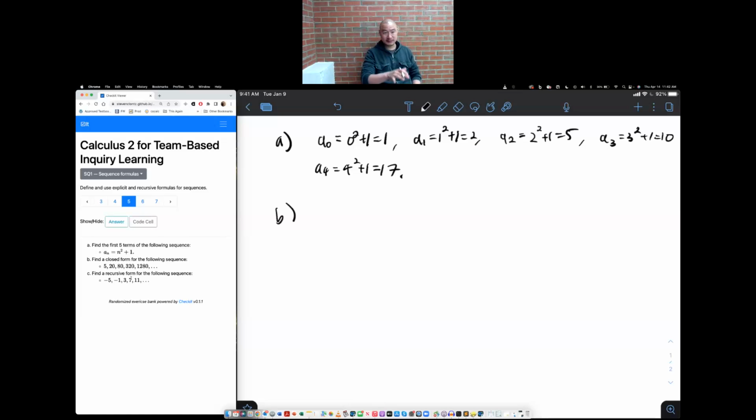For the second part of this problem, we are looking at a closed form for the sequence 5, 20, 80, 320, and 1280. I want to know what sort of sequence this is. First we have to look at this sequence and see if there is some sort of pattern. The difference between 5 and 20 is 15. We also know that 20 is 4 times 5.